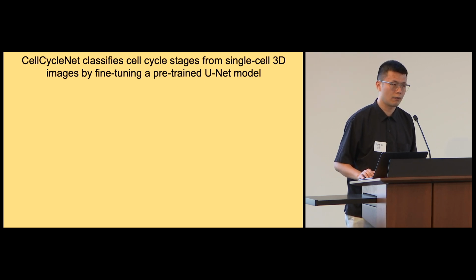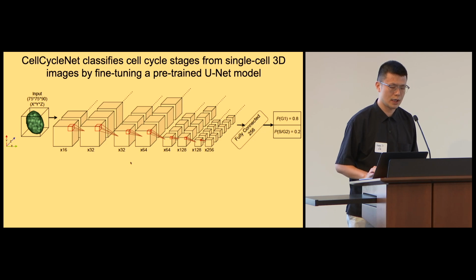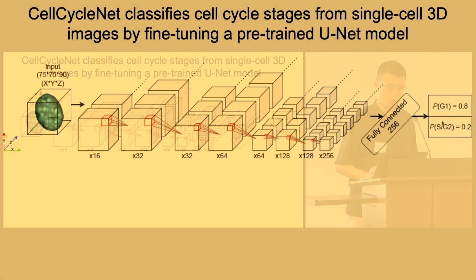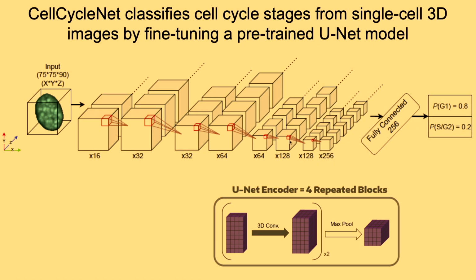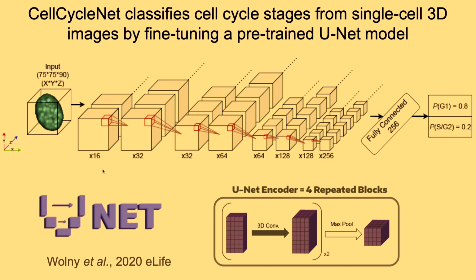So now I'm going to formally introduce our CellCycleNet, which takes the 3D single-cell images directly as the input, and we fine-tuned a UNet model to predict the binary classification label, whether cells belong to G1 or SG2. Specifically, we utilize this UNet encoder to learn the 3D cellular information. And we fine-tuned an existing UNet which has been trained on some cellular images. This was published in 2011.